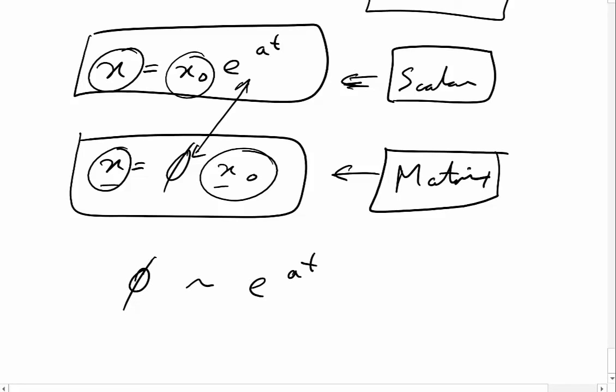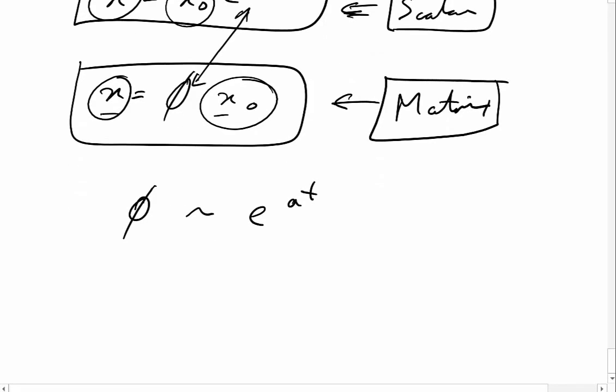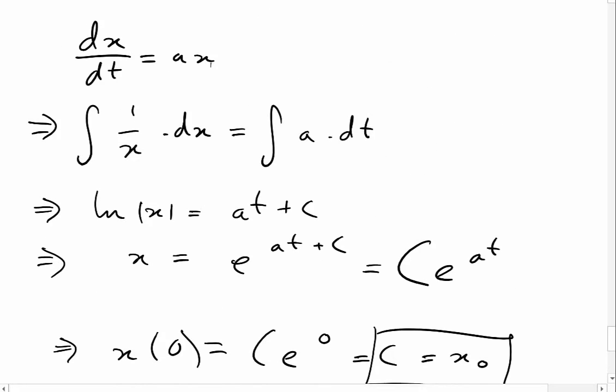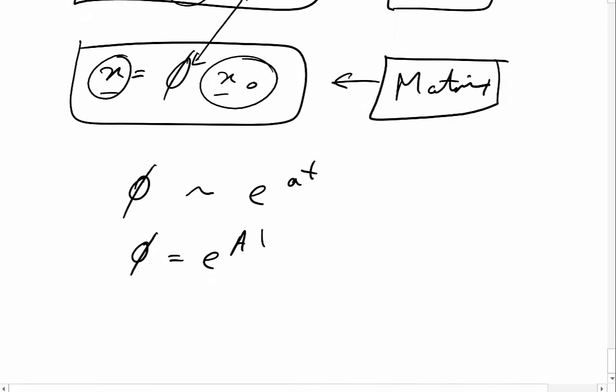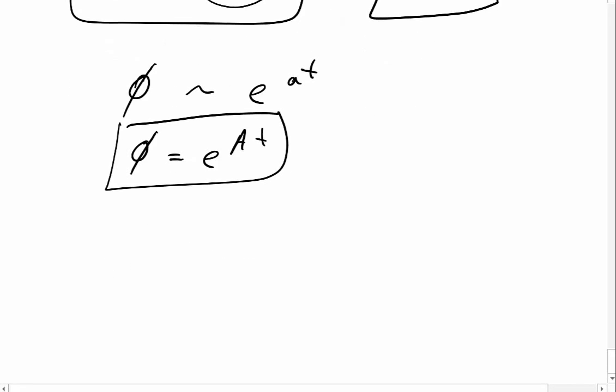In actual fact, it can be shown that that is the case. It can be shown that phi is actually equal to e to the, well, it's no longer a scalar, it's now a matrix. The scalar a here corresponds to the matrix A here. So this is just going to be e to the At. This is what phi is actually equal to, and it can be shown that that is the case. We can also expand that out. So this is the general solution given some initial conditions.